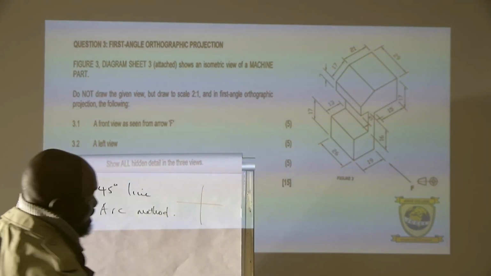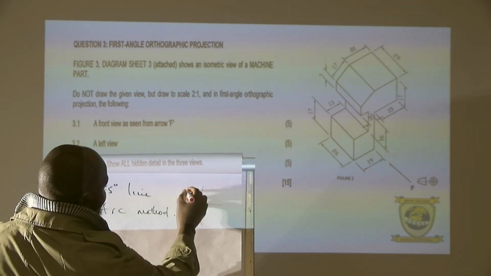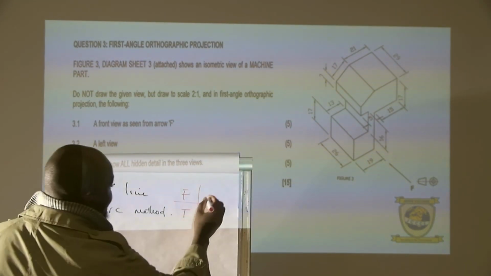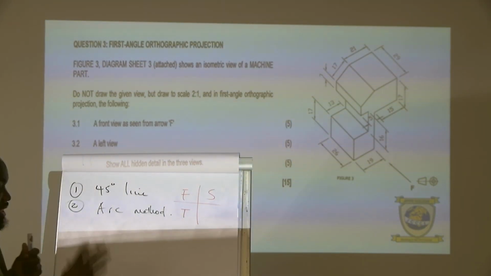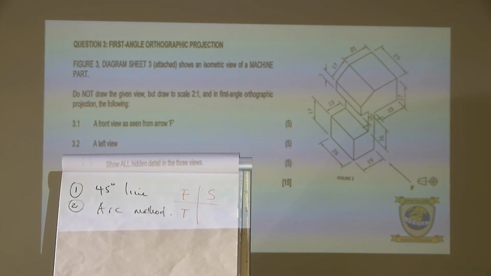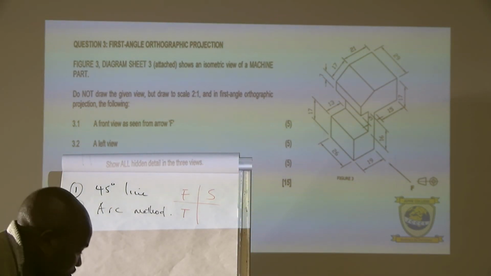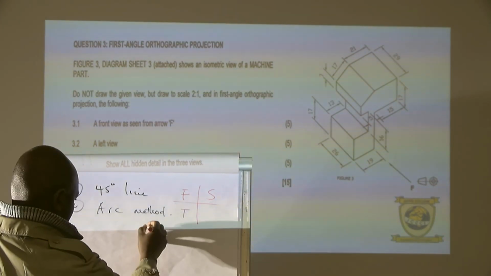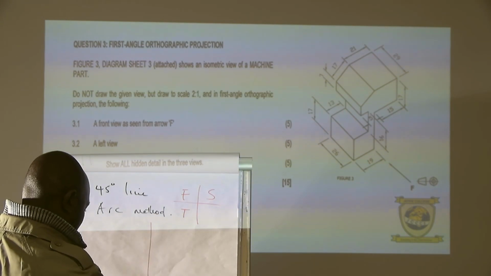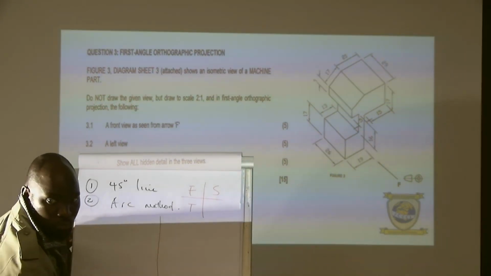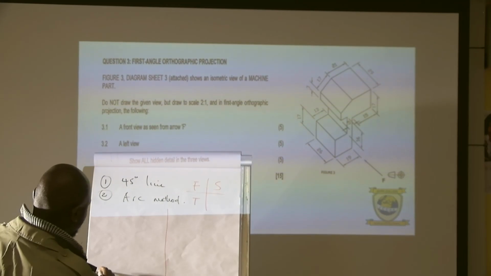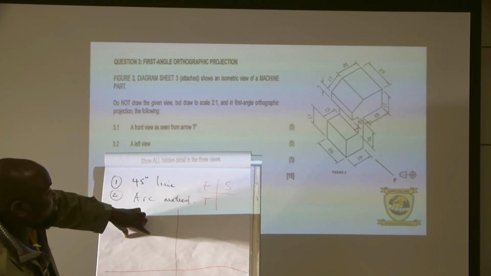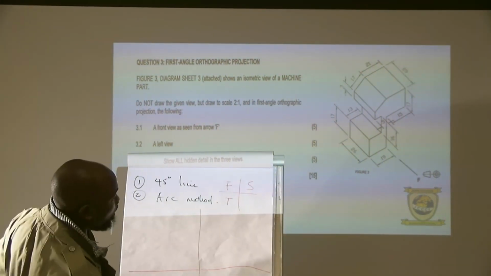The designation of the views again, like we said, in the first angle we have our front view there, we have our top view there, and we have our side view there. That's exactly how we are going to be presenting these views today. Now, first we have to draw our straight lines, and we are going to be having our front view there.